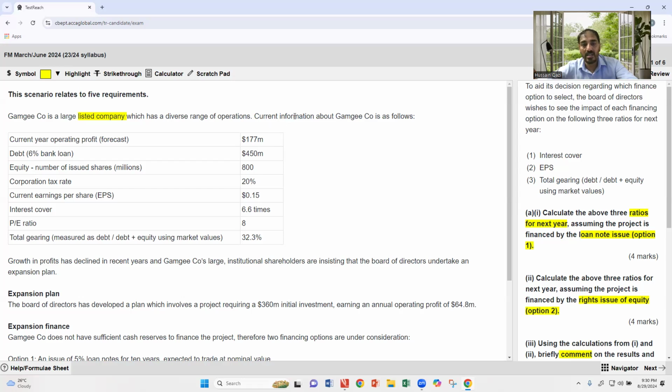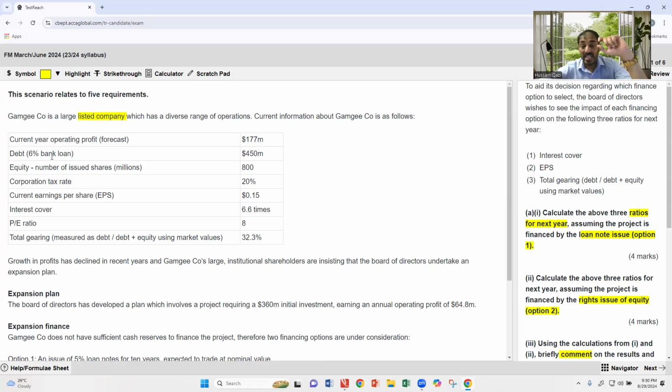Current information about Gamgee company is as follows. That's the current year operating profit forecast. That's not about the next year's. That's current year operating profit, but forecast. So maybe the income statement is not yet completed. That's why they say that they are forecasting. But this is current year.